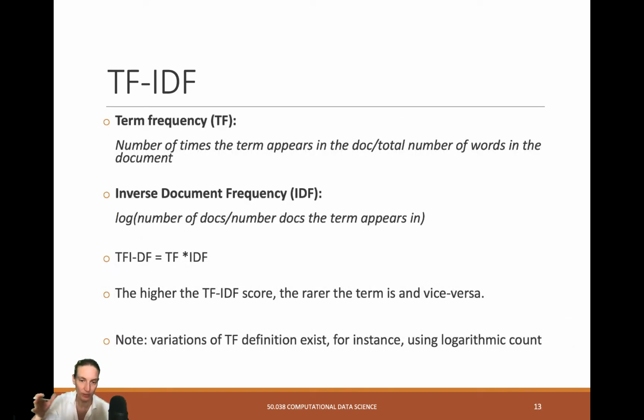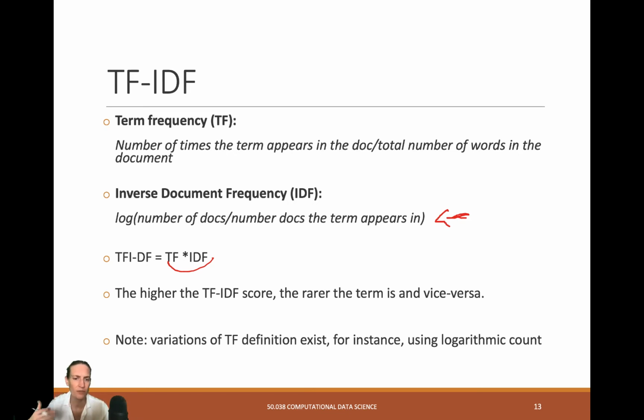How do we calculate this before we look at an example? The term frequency is the number of times a term appears in the document that you're trying to represent, divided by the total number of words in the document. Inverse document frequency is the logarithm of the number of documents you have, divided by the number of documents that this term appears in. When we have TF and IDF, we can just multiply them. So the higher this TF-IDF score, the rarer the term is, and vice versa, because this will give you an indication of how rare the term is.